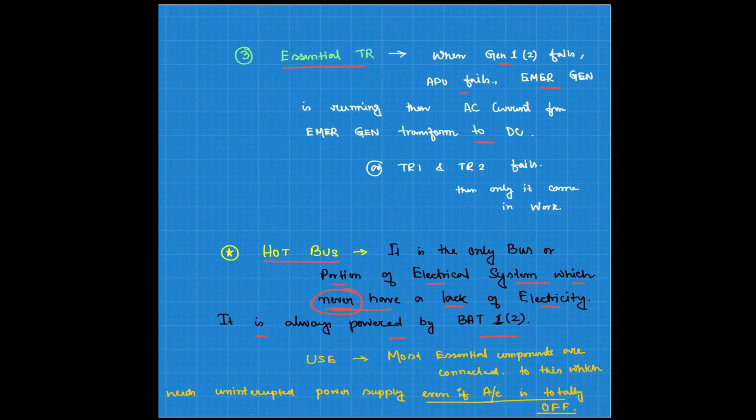Okay, so what is the use of hot bus 1 and hot bus 2? Most electrical essential components which need electric supply after the aircraft is totally off are connected to the hot bus. That also discharges the battery as well, but it takes power from the hot bus. Okay, so this is all about the electrical system.